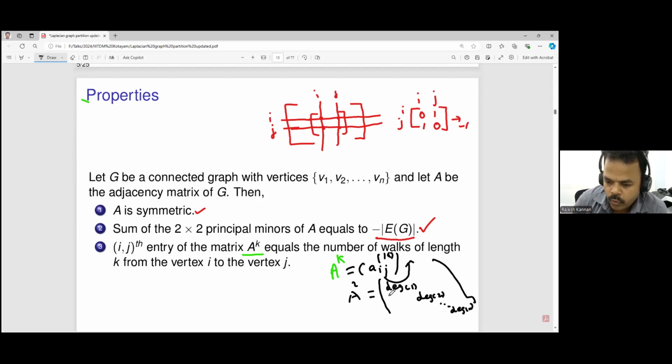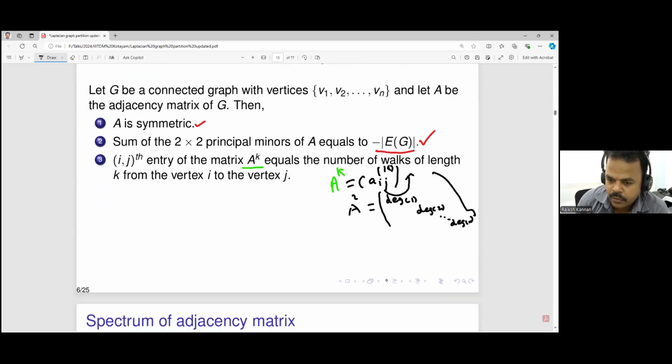So I think most of you know what is the definition of the trace of a matrix. Okay. So what is the trace of this matrix A square? So the trace of this matrix A square is just the sum of the diagonal entries. Okay. And all of you have done a course on graph theory. Okay. What's the sum of all the degrees? This will give me twice the number of edges.